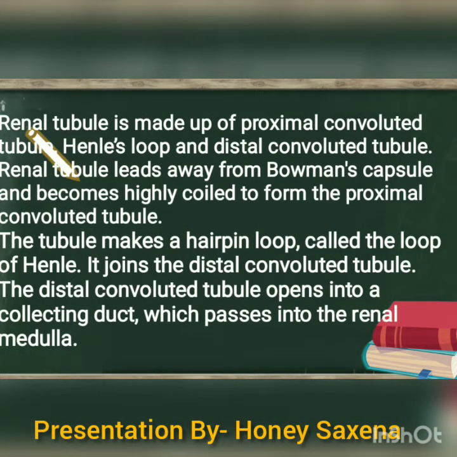Renal tubule is made up of the proximal convoluted tubule, Henle's loop, and distal convoluted tubule. Renal tubule leads away from Bowman's capsule and becomes a highly coiled structure. As you have seen just now, what kind of structure is it? Highly coiled, to form the proximal convoluted tubule. The tubule makes a hairpin loop called the loop of Henle. It joins the distal convoluted tubule. The distal convoluted tubule opens into a collecting duct which passes into the renal medulla.